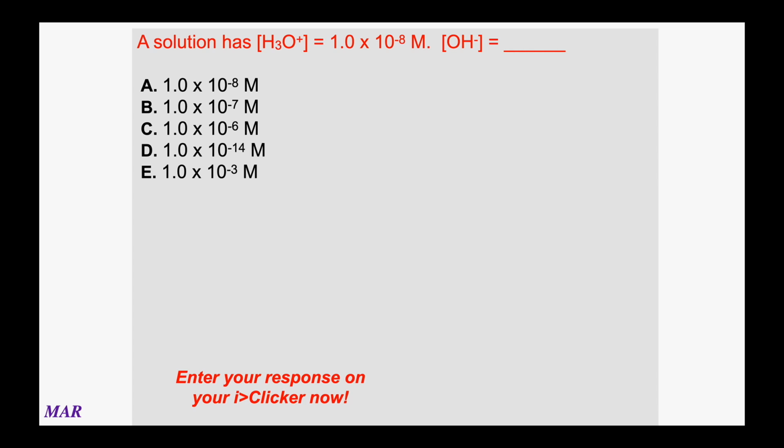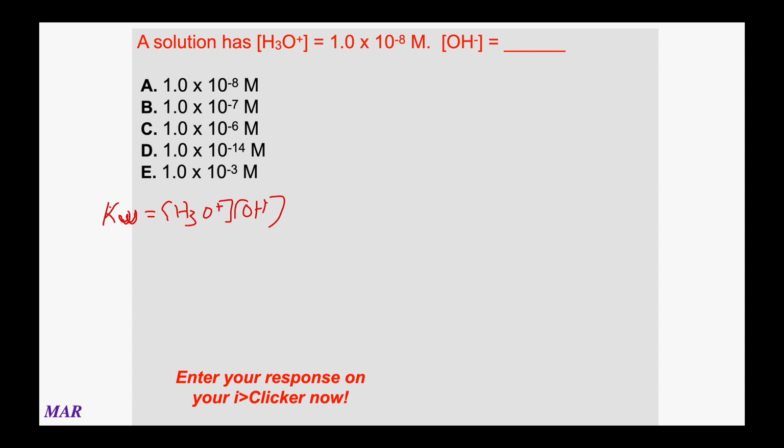So here's a solution. A solution has a hydronium of 1.0 times 10 to the minus 8th moles per liter. And the question is, what is the hydroxide ion equal to? Good question. This is the first time now that Kw is going to be helpful, because Kw equals hydronium times hydroxide. And we've got the hydronium value there. And if you know what Kw is, and that's a pretty sloppy W, I apologize, that Kw is 1.00 times 10 to the minus 14th.